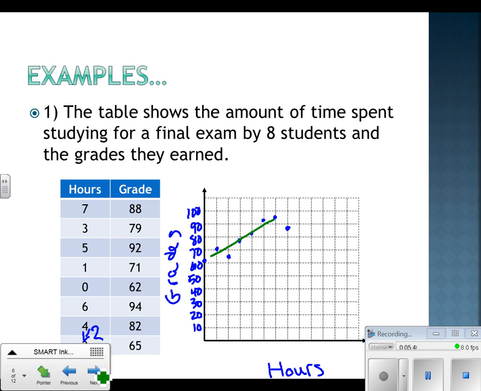As the amount of time increases that they're studying, their scores are going up. Not necessarily. You see the person that studied the most was 7, they got an 88, which wasn't the highest score. But the trend is showing us overall that the more you study, the higher your grade. So this right here would be a positive correlation, or a positive relationship is another word you can use for correlation.